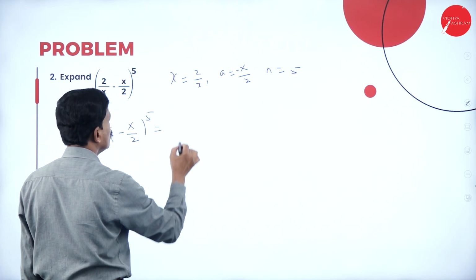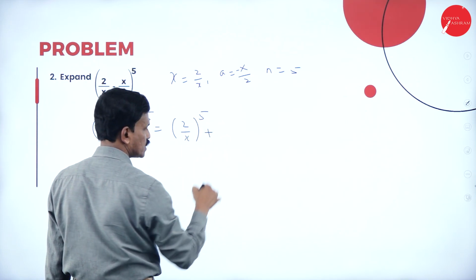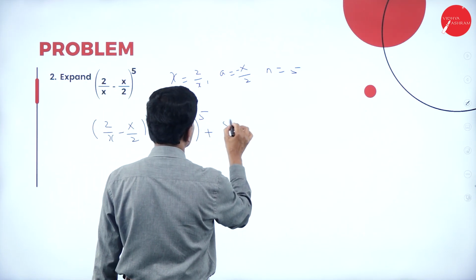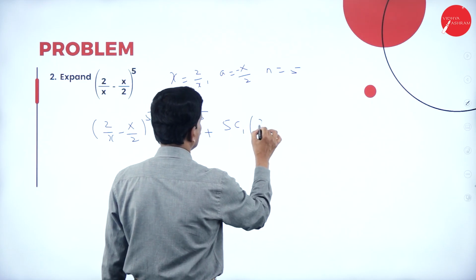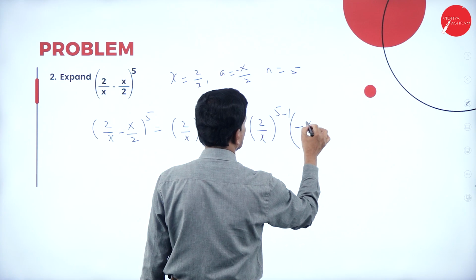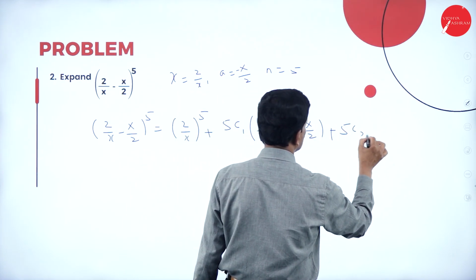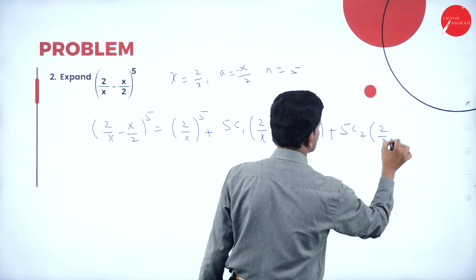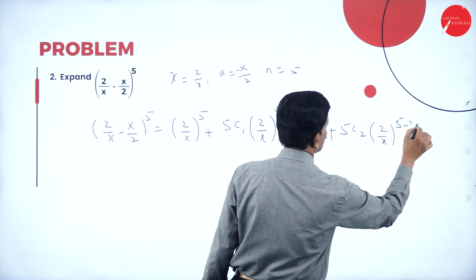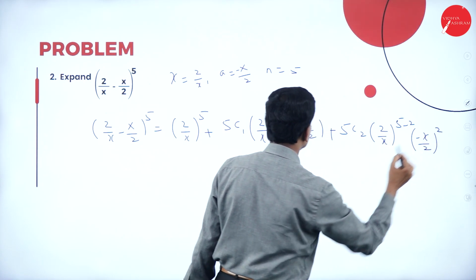X raised to n, where x is 2 by x whole to the power of 5. Then plus nC1, that is 5C1, x to the power of n minus 1, that is 5 minus 1, into a, where a is minus x by 2. After 5C1 it is 5C2, 2 by x whole to the power of 5 minus 2 into minus x by 2 whole square.